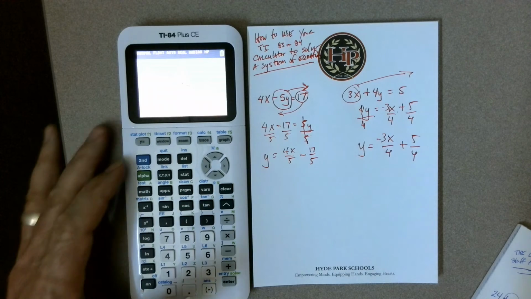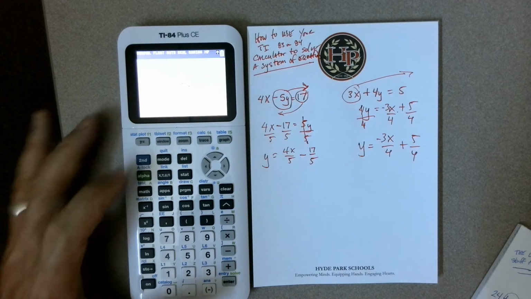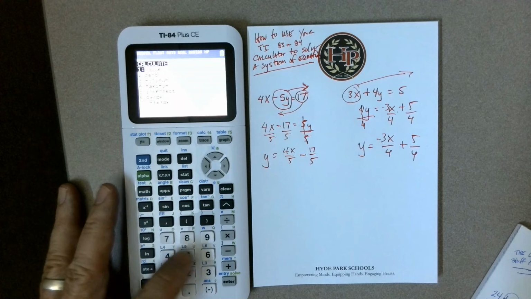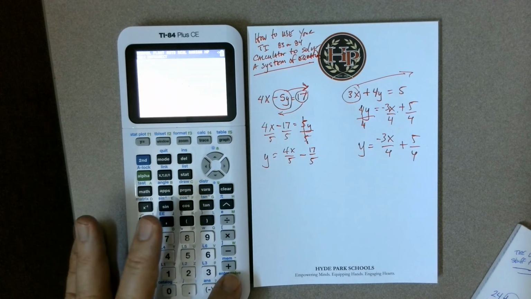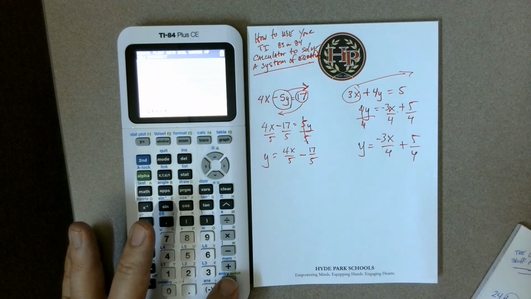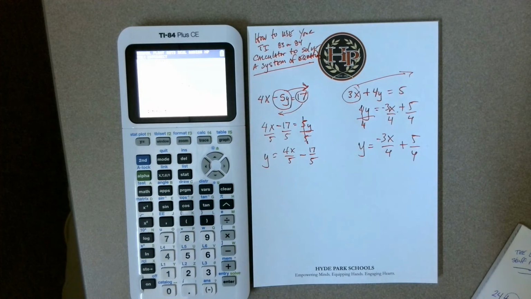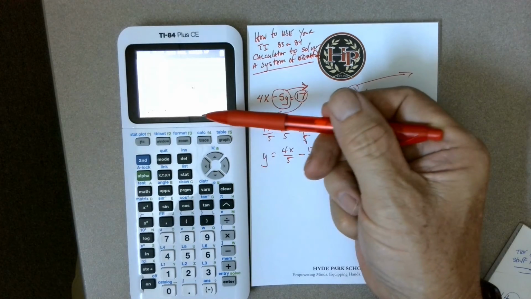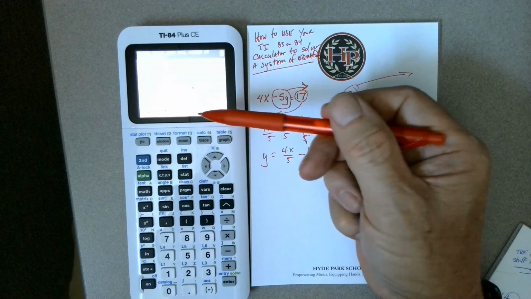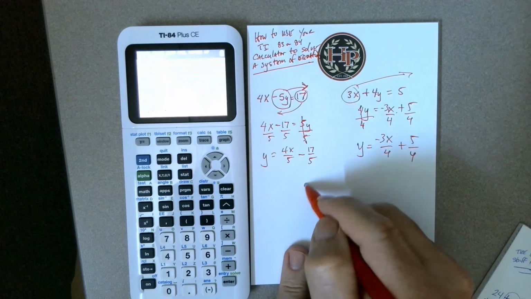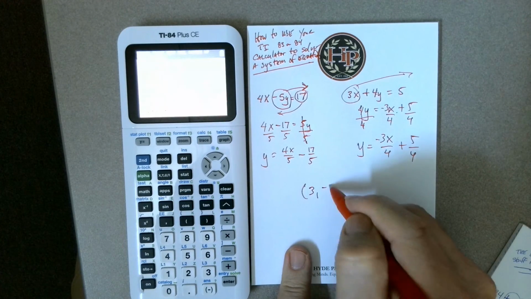So now it will tell me the answer to this by hitting second, trace, the number 5, and then I'm going to hit enter 3 times. And just keep hitting enter until you see it on the bottom of the screen. I don't know if this is coming out in the video or not because it doesn't look like it's on my screen. But the answer then is given to you. The intersection is 3, negative 1.